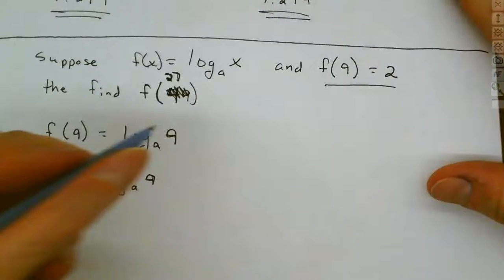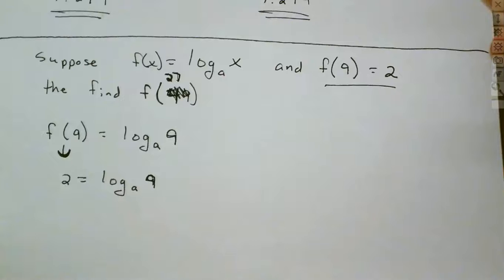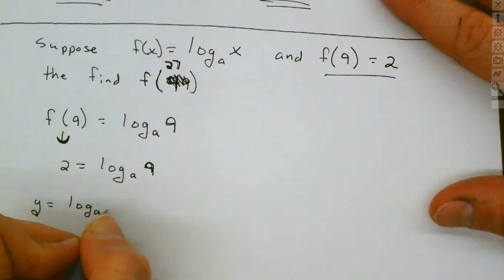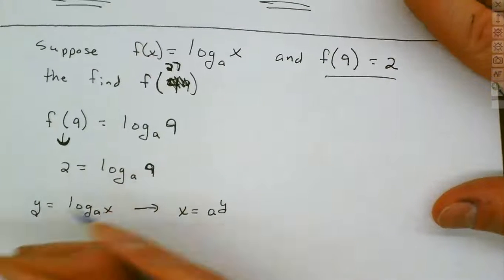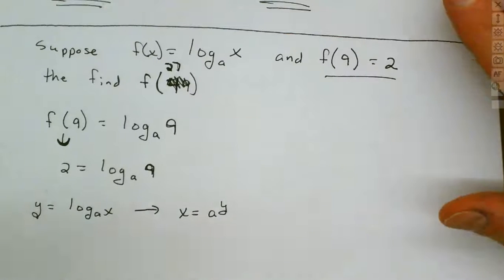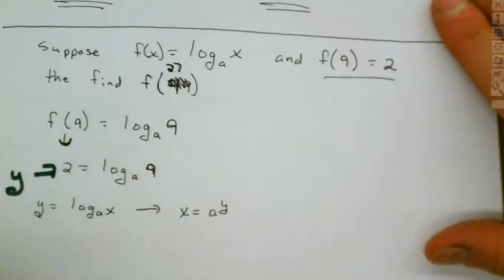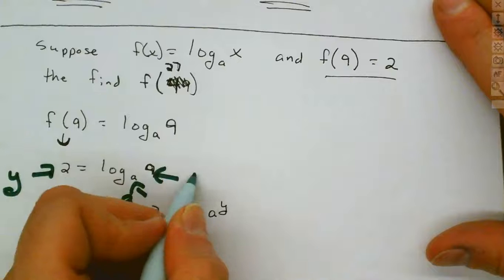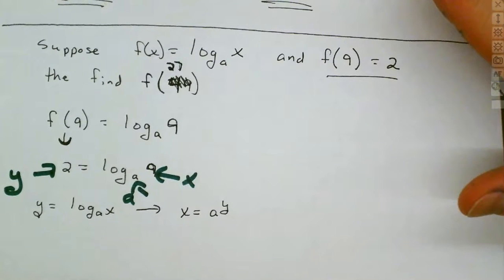Now, how do I find the a? I need to find the a. I find the a by rewriting it. Remember, how we rewrite this is y equals log base a of x, and that transforms it into x equals a^y. So we're going to transform this into a logarithm, find the a, and then we'll do f of 27. So this is your y, this is your a, and this is your x. So by transforming it, okay, if you transform it, what would it look like?